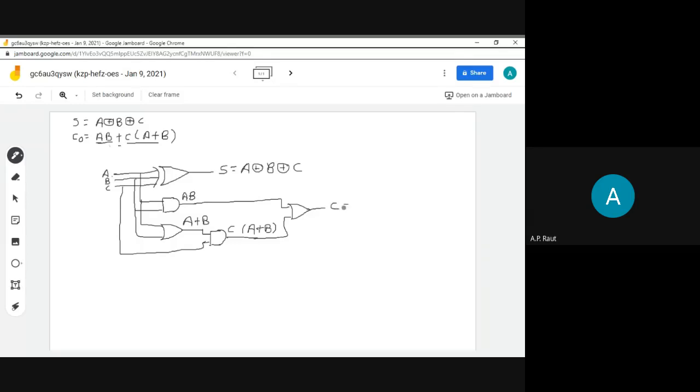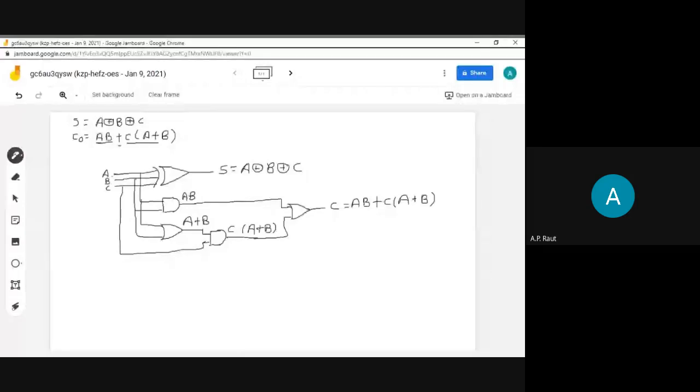What is the first input for the OR gate? AB. First input is AB. Second input is C in bracket A plus B. But you know that the OR gate is represented by the plus symbol. So between the first input and second input, we write the plus symbol. So this is the equation for the carry.